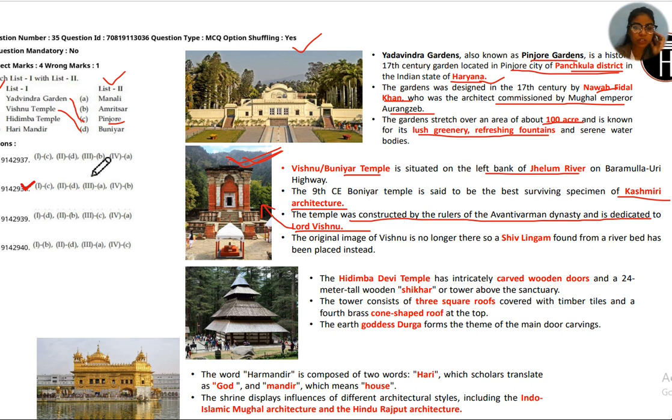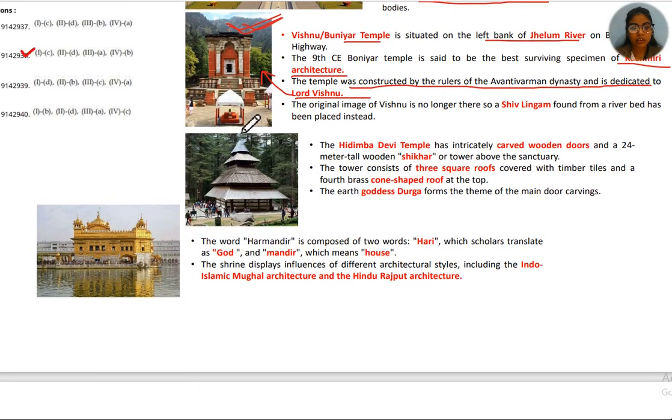Okay. Next one is your Hidimba temple. The Hidimba temple is in Manali. See, this is the image of your Hidimba temple. The Hidimba Devi temple has intricately carved wooden doors. This temple has carved wooden doors and a 24-meter-tall wooden shikhara, or tower, above the sanctum.